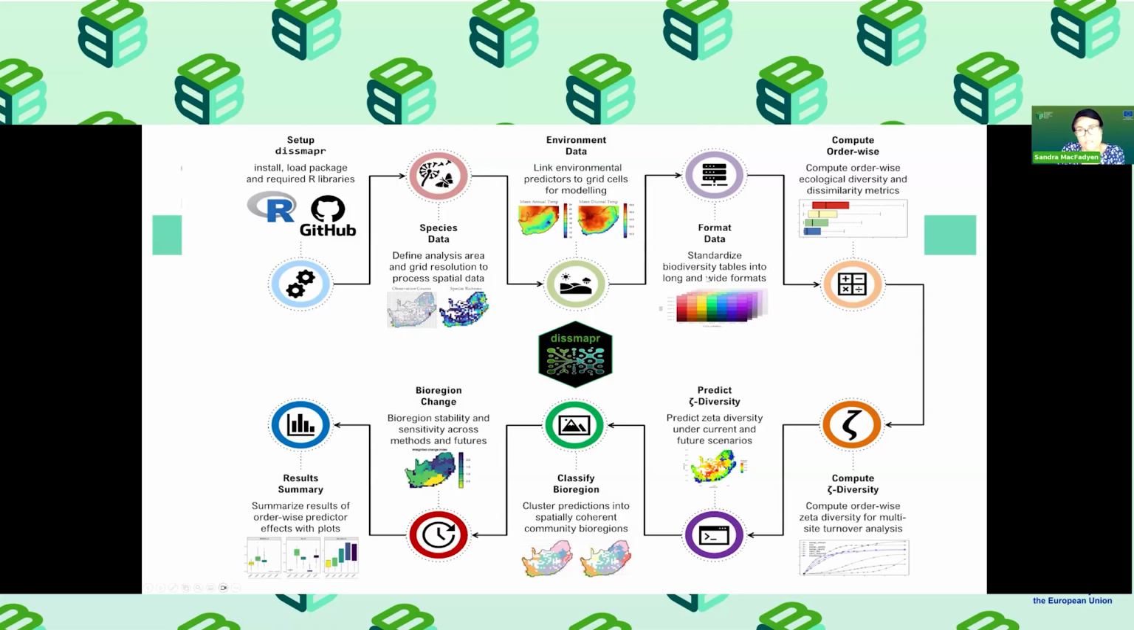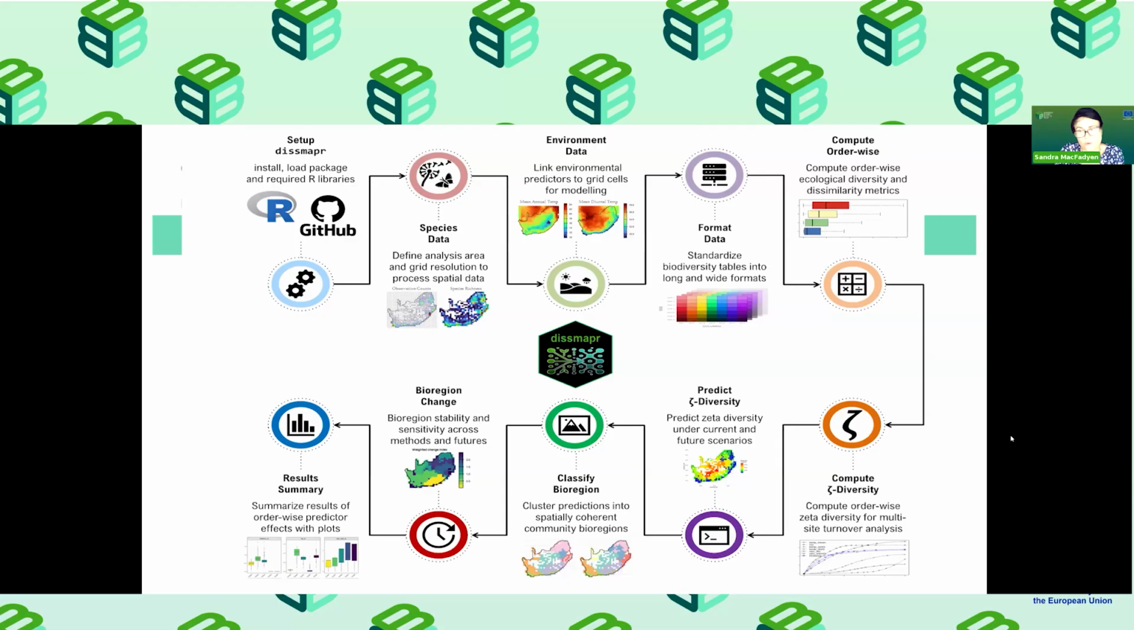We've then got functions built into dissmapr that help you format the data. A lot of my students have a lot of problems trying to actually get their data into a format that we can use in any of these analyses, not just through dissmapr. So there's a built-in function that will help standardize those tables for you, and we'll go through that. As I mentioned, there's a compute order-wise function that does some different metrics for you. We're not going to run through that today, but you can do it on your own time.